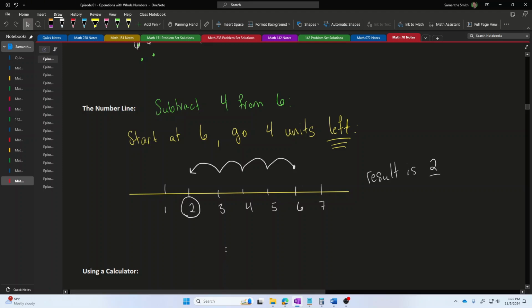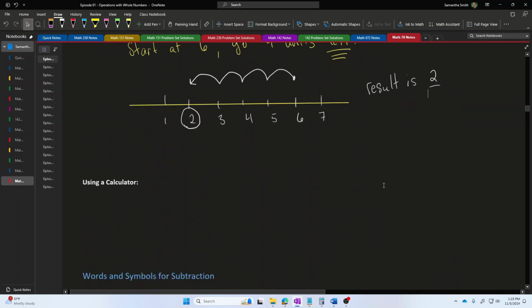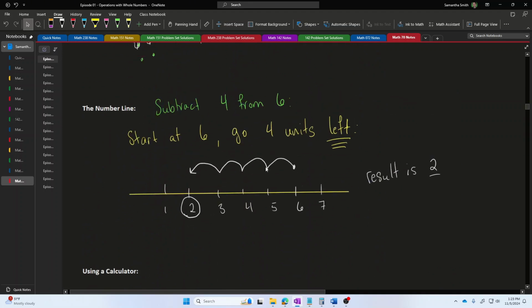Now notice that subtraction on a number line is almost exactly opposite addition on a number line. When we were adding together two numbers on the number line, we moved to the right. Whereas when we are subtracting numbers on a number line, we are moving to the left. This is because when you subtract, the number goes down in value. But when you add, the number gets larger and goes up in value.